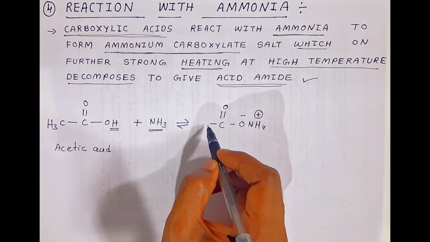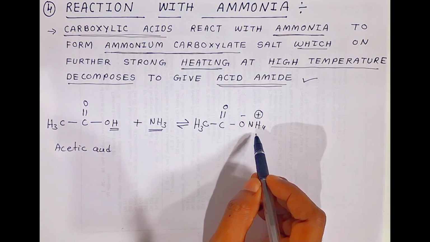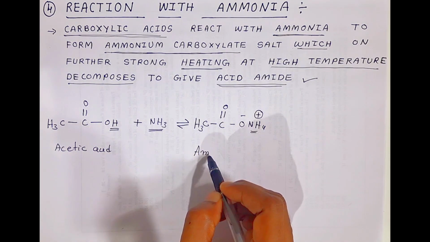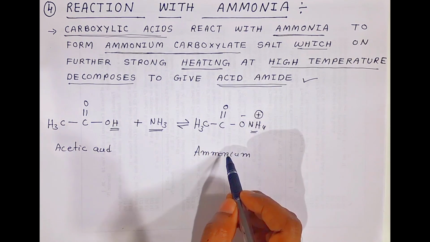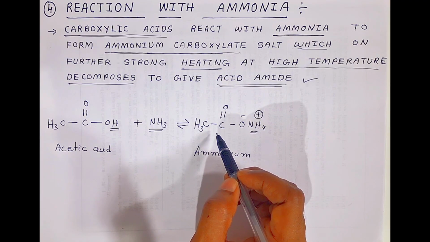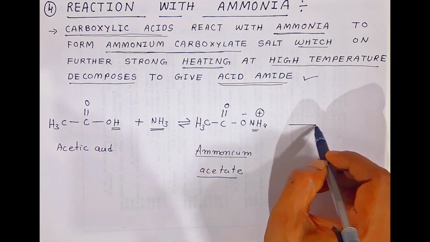That is why we call it a salt, like NaCl, a salt is forming. But since it is from ammonia, it is called ammonium carboxylate. The name of the salt will start with ammonium, and then carboxylate. But which type of carboxylate? Containing 2 carbons, so we call it acetate. This is the formation of ammonium acetate. What happens when you heat it?